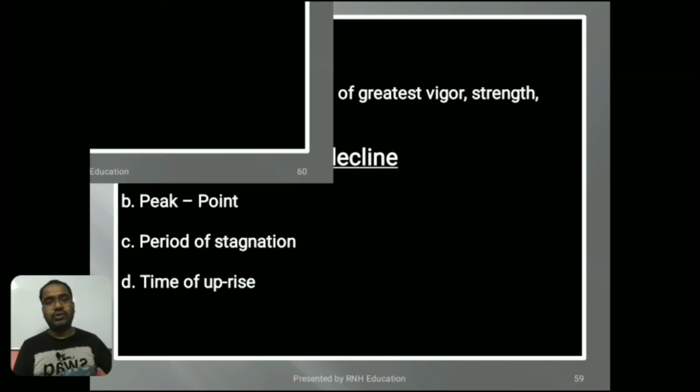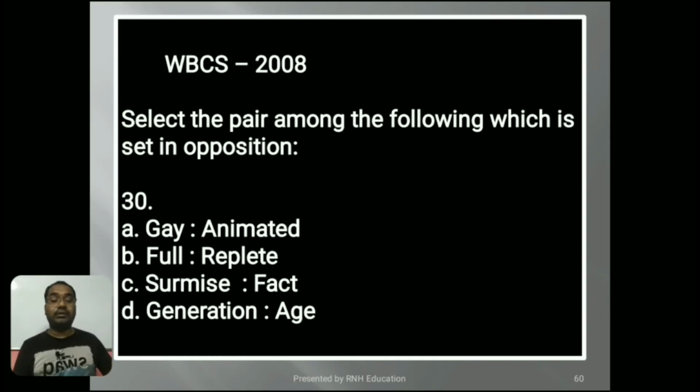The next question, question number 30. From here the questions have been taken from the year 2008. Select the pair among the following which is set in opposition. The options are A, gay, animated; B, full, replete; and C, surmise, fact. Now check the solution.